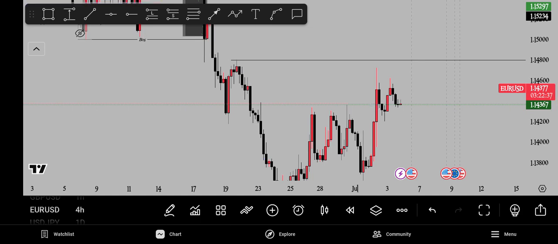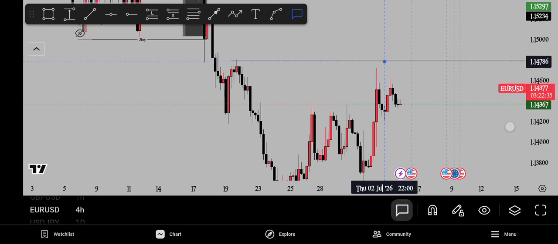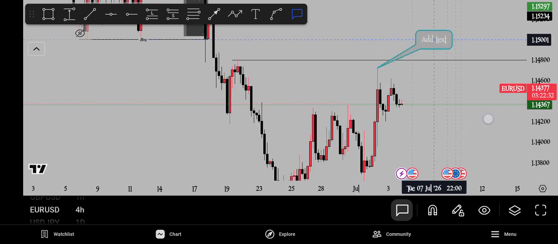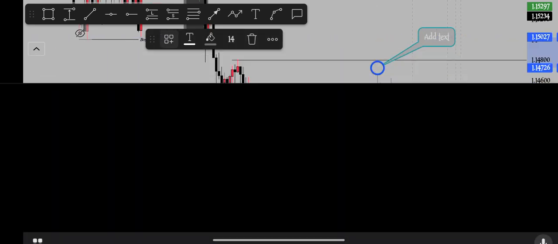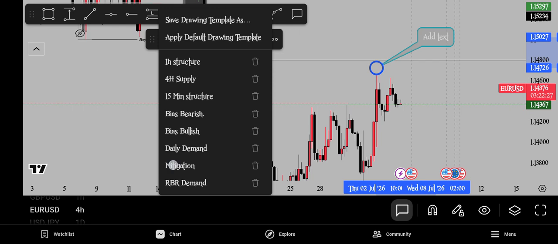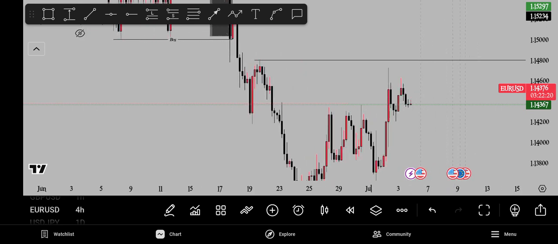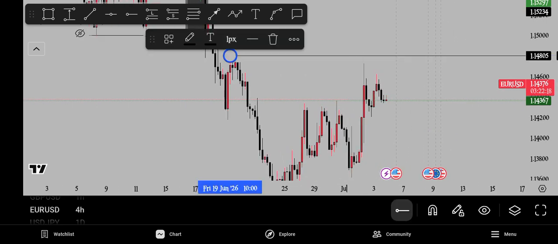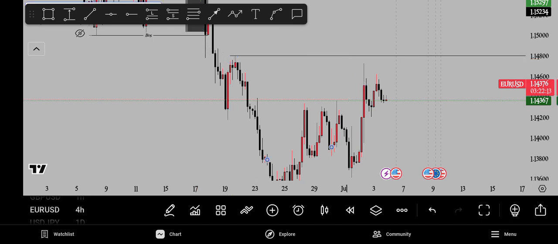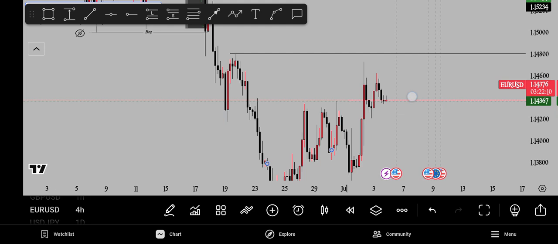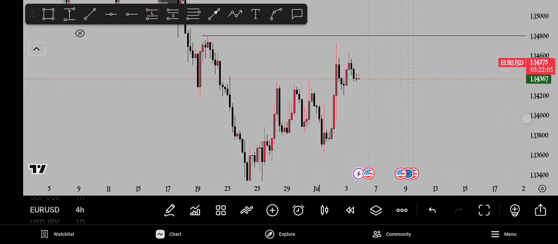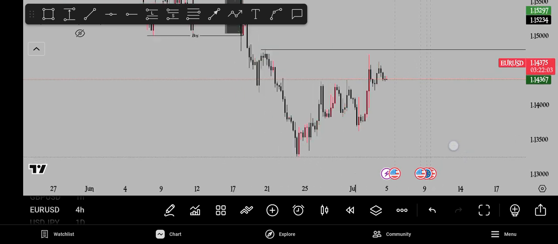This is our first mitigation. So I'll expect a sweep of this high, this invalidation zone, or this high. Then some structural confirmation before taking any sell here.